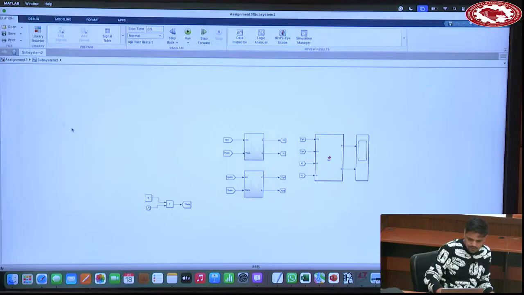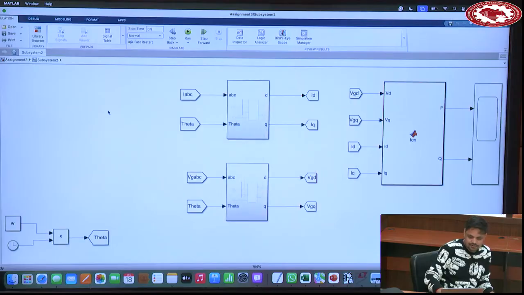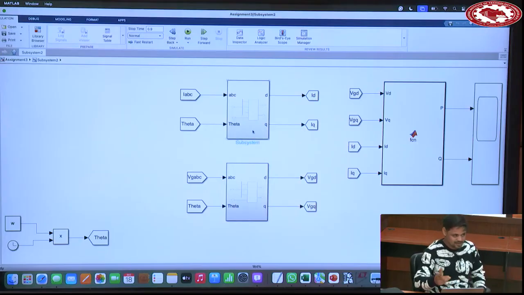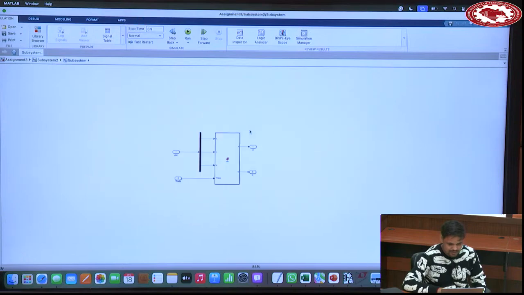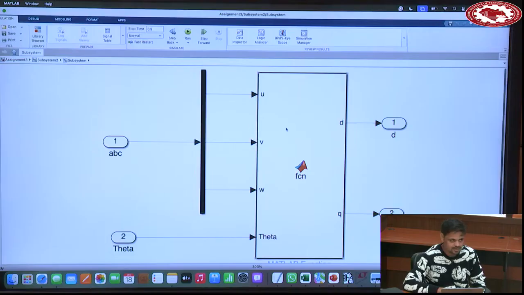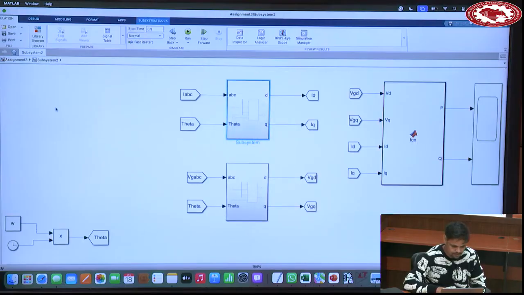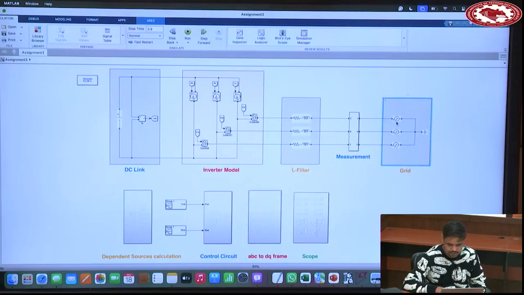Here you need to convert ABC to DQ. So current IABC is being converted into ID, IQ. This grid voltage is converted into VD, VQ. Here I am calculating active and reactive power. Initially I was using some other block, but yesterday I changed it according to the way I taught you. So this is the code I inserted, and the same code will be given to you to convert ABC to DQ. For this theta, I directly take omega times T, which is used to stay in the same phase as the grid voltage.